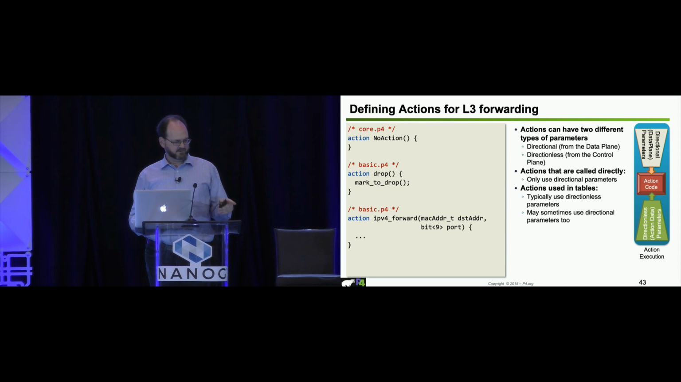And then the action IPv4 forward, again, we see no in or out or inout directions on these two parameters, destination address and port. That's because they are picked by the control plane when it installs table entries. They're not things that you supply when you call. When you apply the table, you don't give values for those names. They're given by the control plane when it installs table entries.